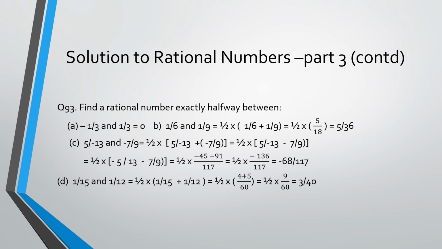Part B, 1/6 and 1/9. As I've said, it's half of the sum. So it's half of 5 by 18. So it's 5 by 36. Part C again, it's half of the sum. So please do the working, children, on your own. I hope you have done it already. And ultimately it is minus 68 by 117. Part D, the same method once again, half of the sum of the given numbers, and the final answer is 3 by 40.